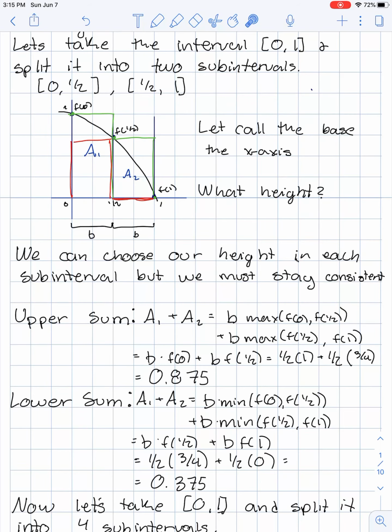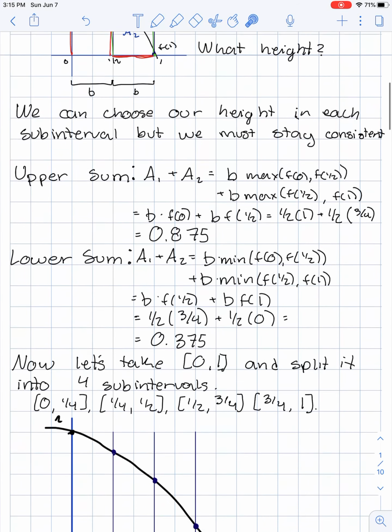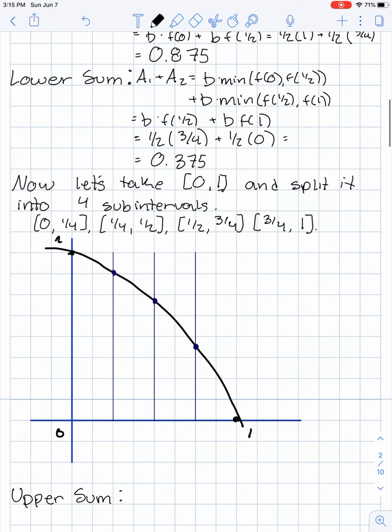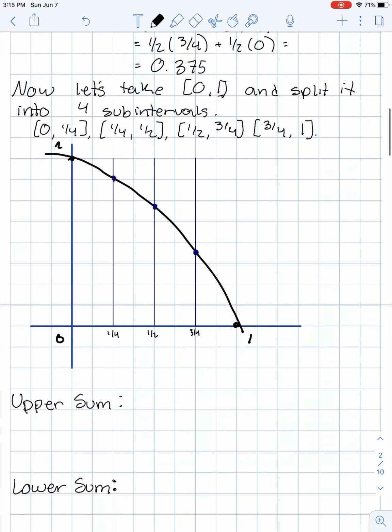estimation. All right, so now let's take the interval 0 to 1 and split it into 4 subintervals. So I go from 0 to 1/4, 1/4 to 1/2, 1/2 to 3/4, and 3/4 to 1. All right, let's do the upper and lower sum here.